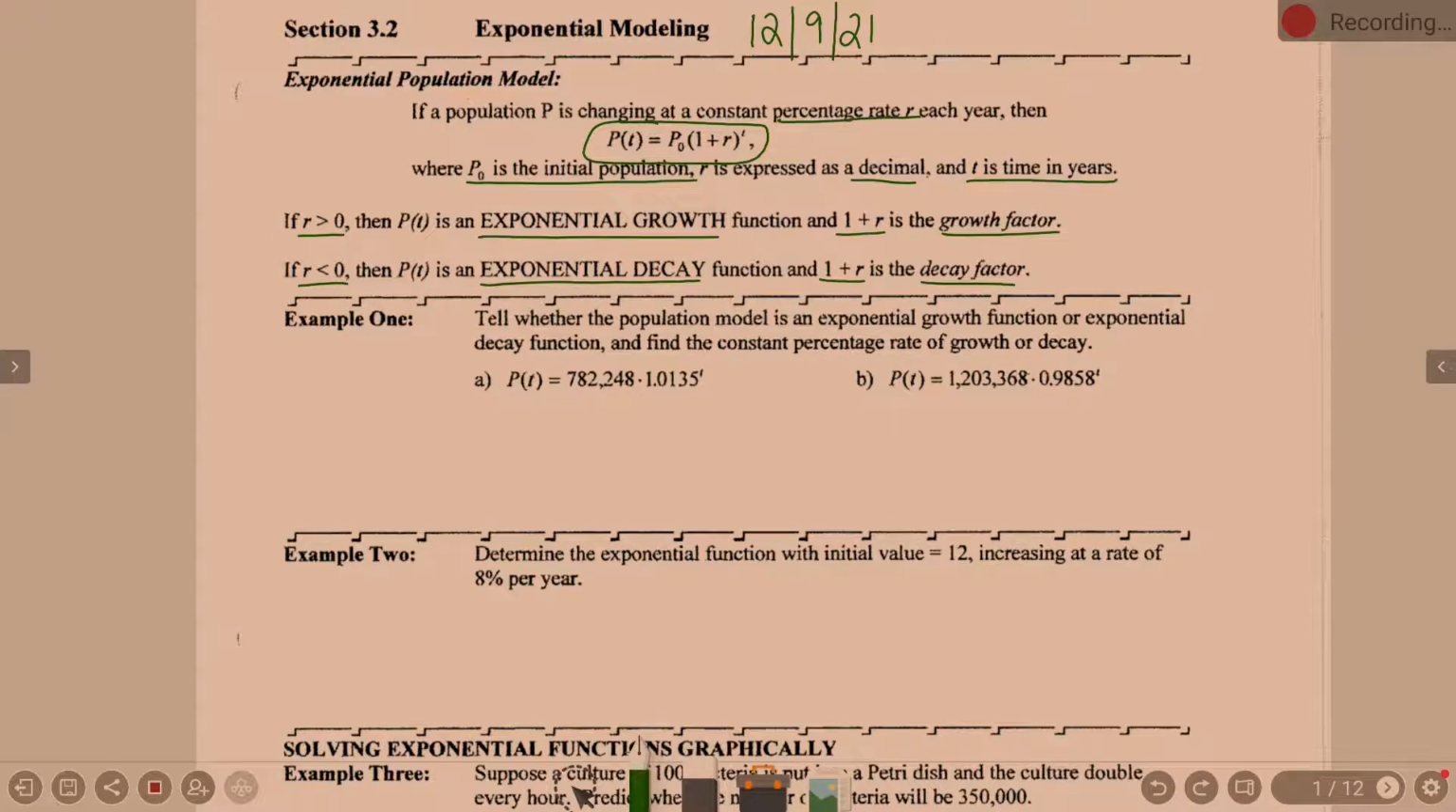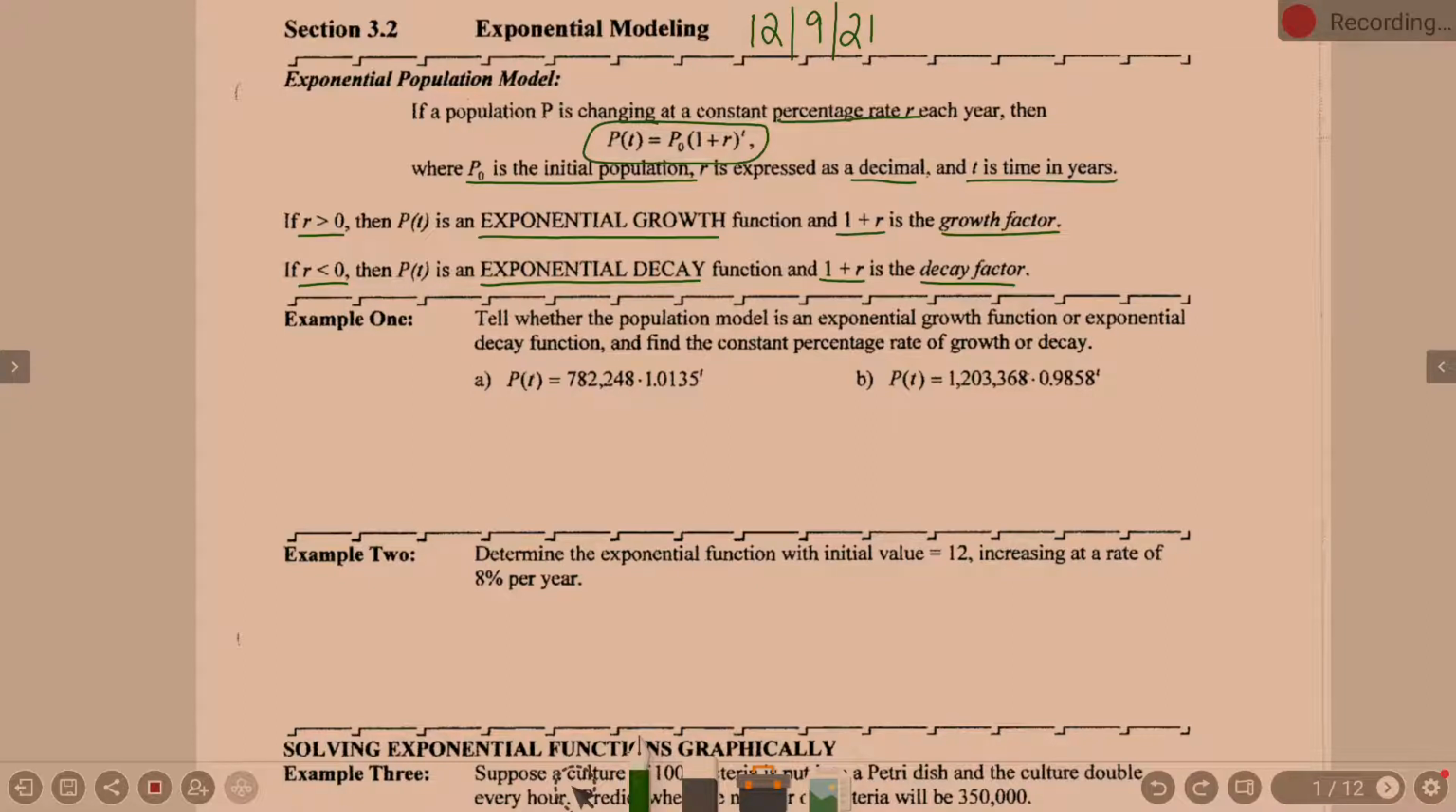And keep in mind that if we're talking decay, R is negative. So even though it says 1 plus R, you're doing 1 plus a negative value, which really turns into subtraction. Okay, so there's a little bit of information. I'm going to move right along into example 1 here.